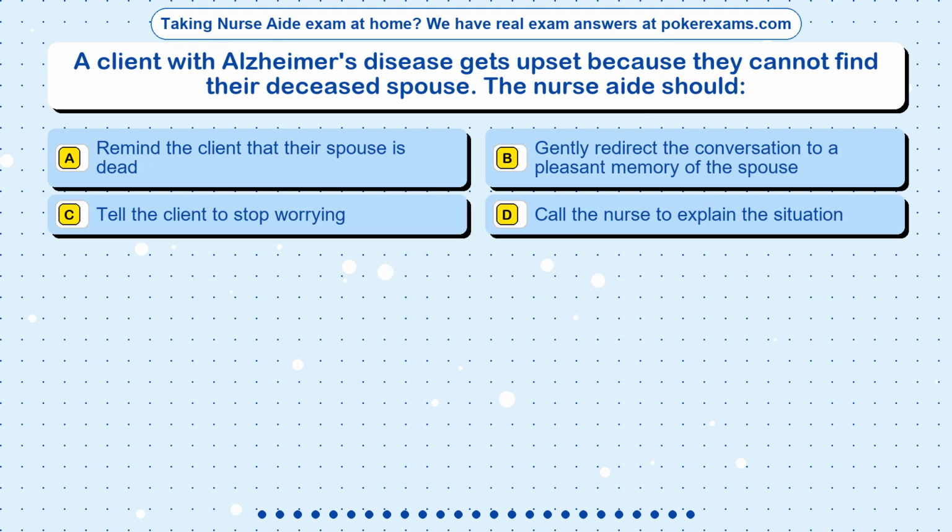Question 9. A client with Alzheimer's disease gets upset because they cannot find their deceased spouse. The nurse aide should: Option A. Remind the client that their spouse is dead. Option B. Gently redirect the conversation to a pleasant memory of the spouse. Option C. Tell the client to stop worrying. Option D. Call the nurse to explain the situation.